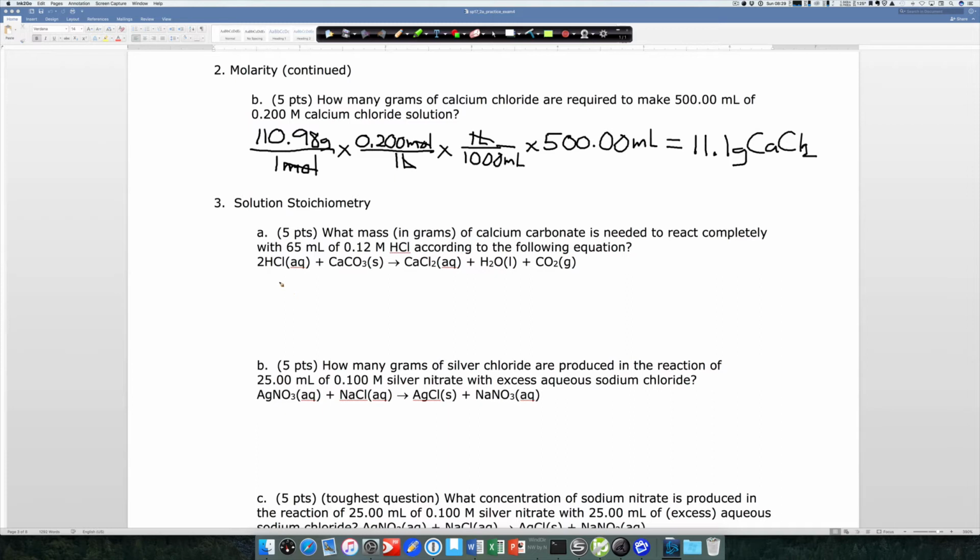Okay, so solution stoichiometry, it's coming back, stoichiometry that is. What mass in grams of calcium carbonate is needed to react completely with 65 milliliters of 0.12 molar HCl? So this is what we need to get started, is this value right here. So with the milliliters, converted to liters right away.